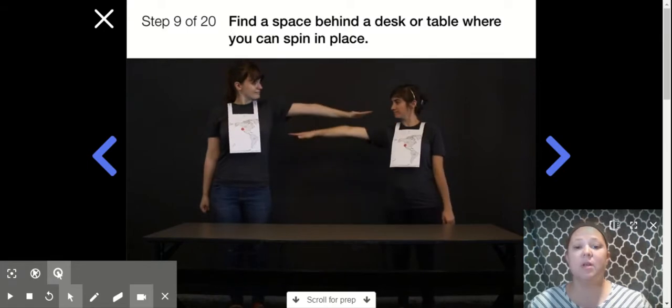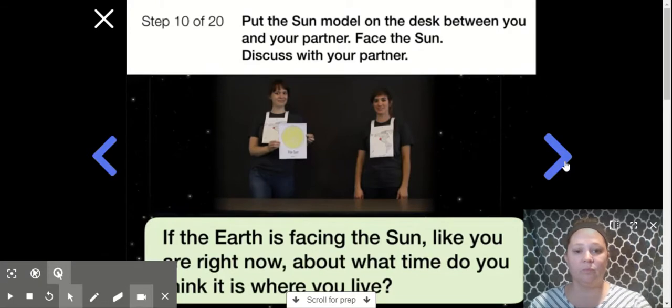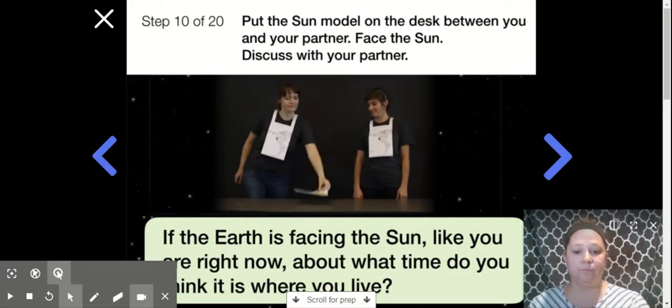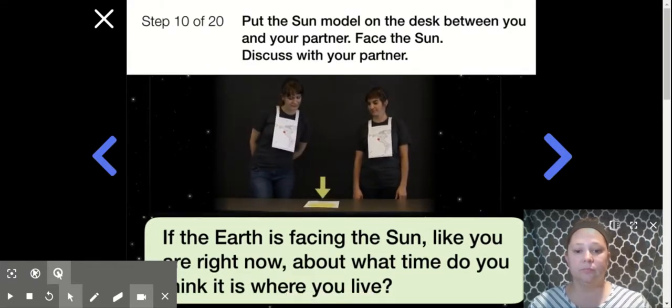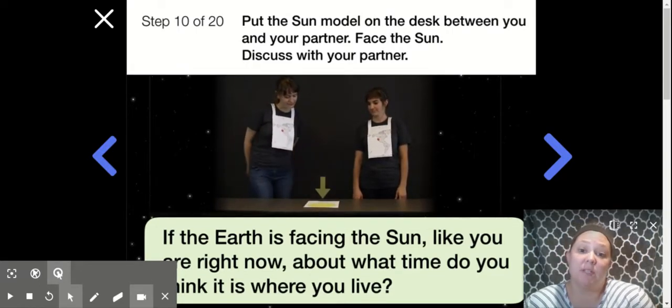And so right now, you can see that they're getting ready to spin. All right, before you start spinning, put the sun model on the desk between you and your partner. Each of you should make sure that you're now turned to face the sun. Then discuss this question with your partner. If the Earth is facing the sun, like you are right now, what time do you think it is where you live? So right now, you can see the dots that are on their paper are facing towards the sun. So you would expect it to be daylight.